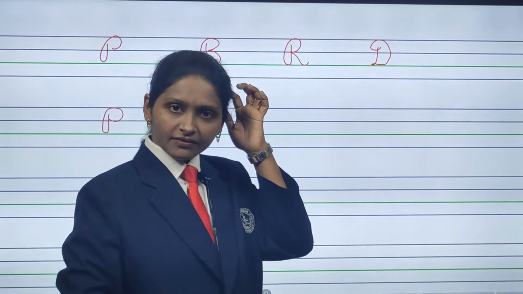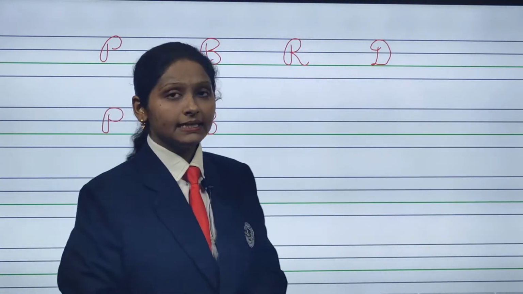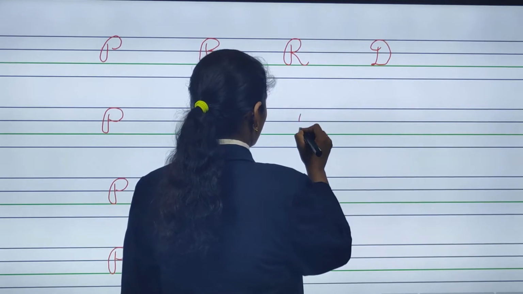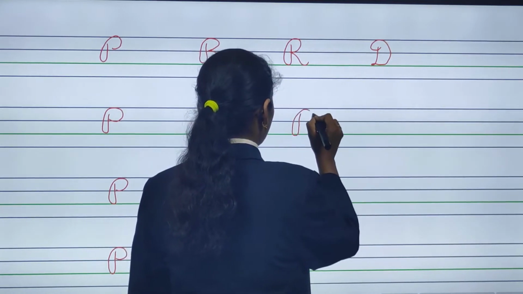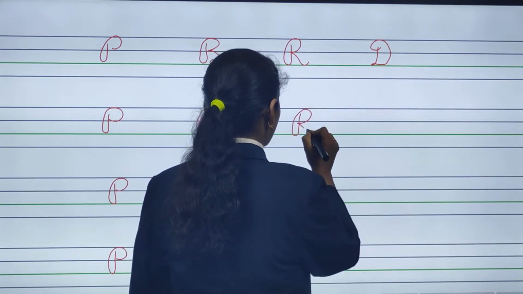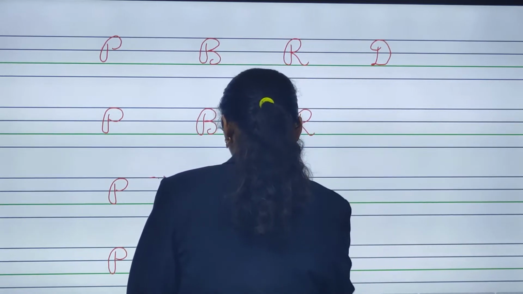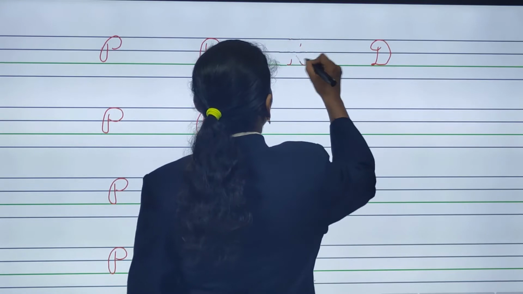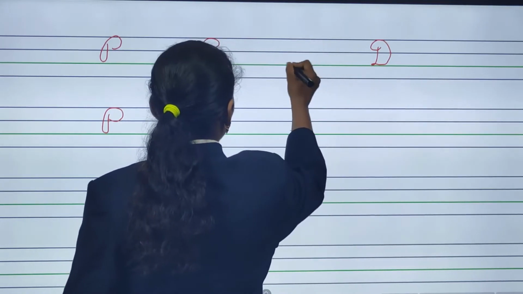Now which letter we will learn? Capital cursive R. Okay. So you start from here and same as P, then do this way. Children, you have to write it properly. Yes. So again we will write it.